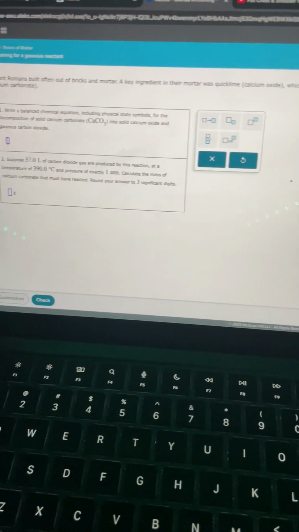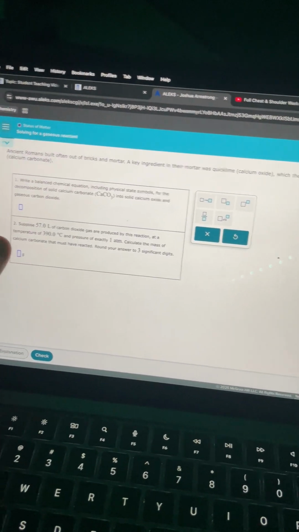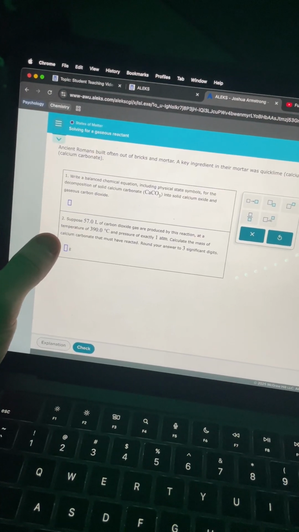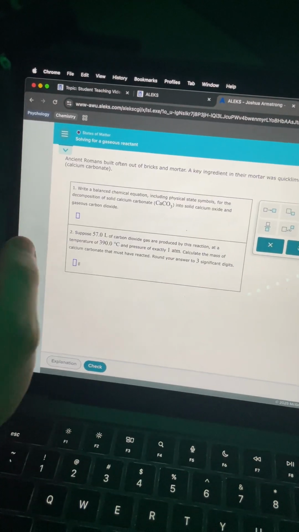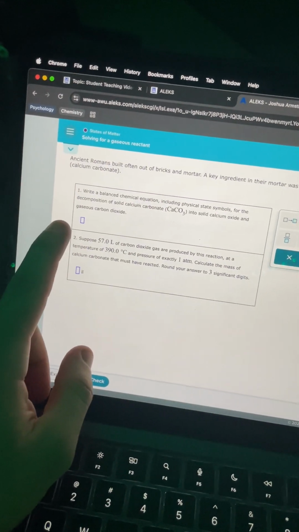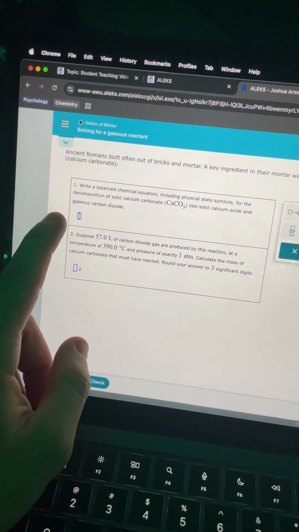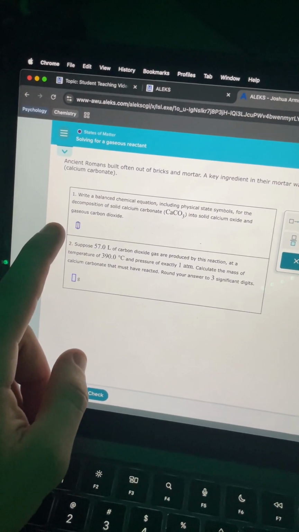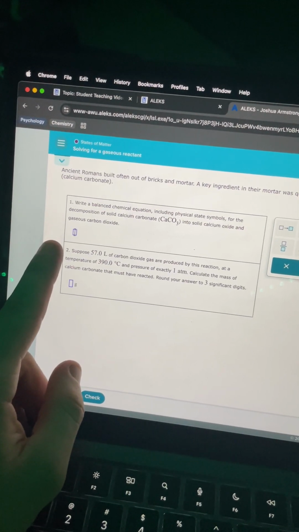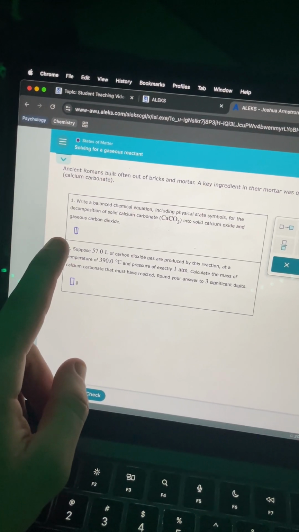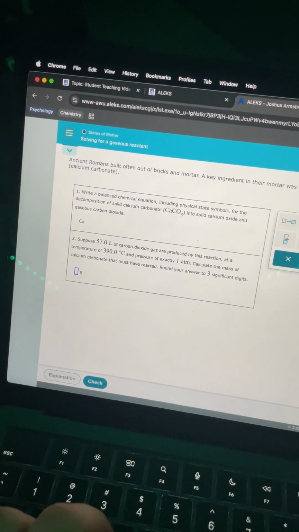Today we're going to be looking at a stoichiometry type problem on ALEKS. So it reads, ancient Romans built, okay, this is all nonsense, don't worry about that. This is the actually important part. Write a balanced chemical equation including physical state symbols for the decomposition of solid calcium carbonate into solid calcium oxide and gaseous carbon dioxide. So I guess we'll just write it out.